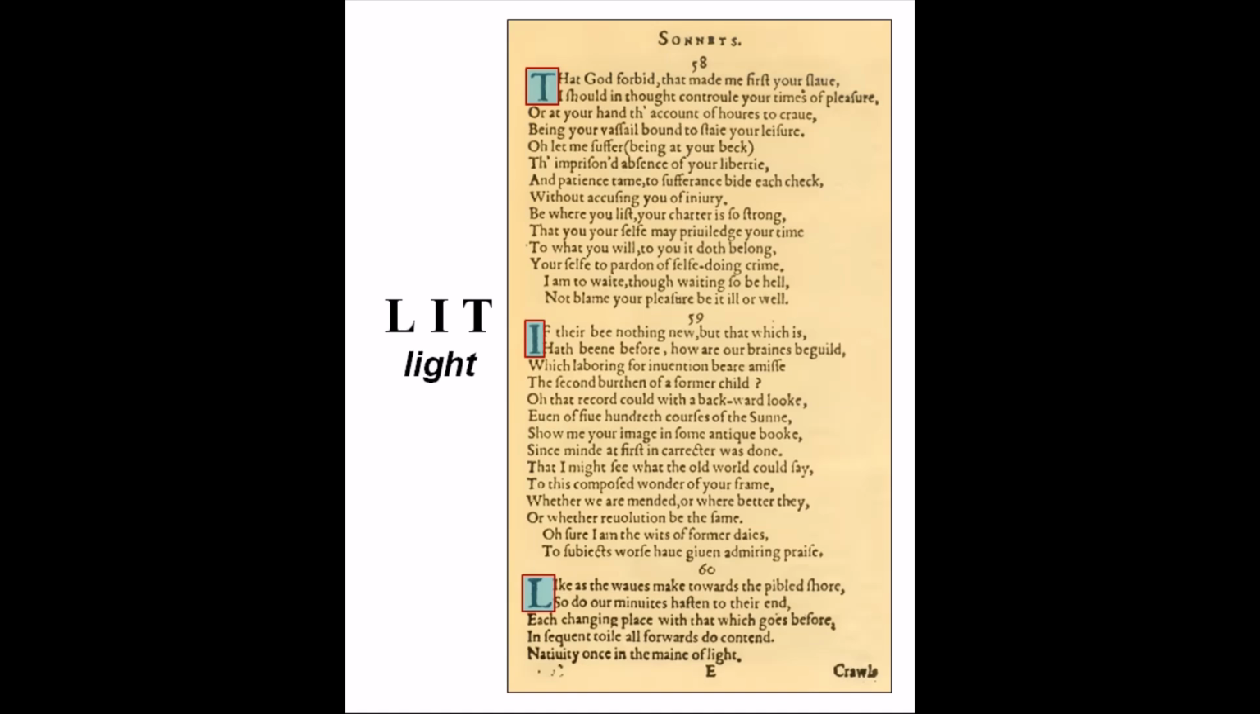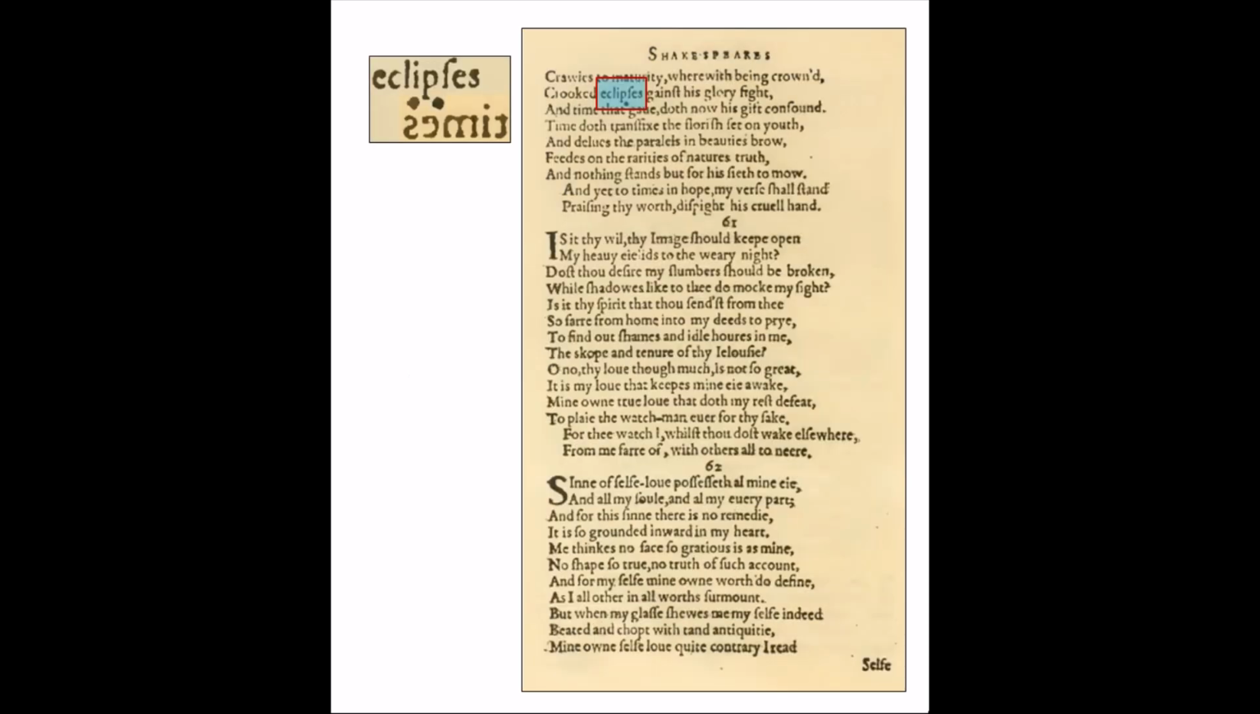Notice how, reading upwards or in reverse, the decorated or beginning letters of these sonnets spell L-I-T, which is a variant of light. On the other side of the page, the word eclipses is printed with a dot beneath it, and if you hold the page up to a light, the dots beneath eclipses and above times appear next to each other, like a sun and moon just before an eclipse.